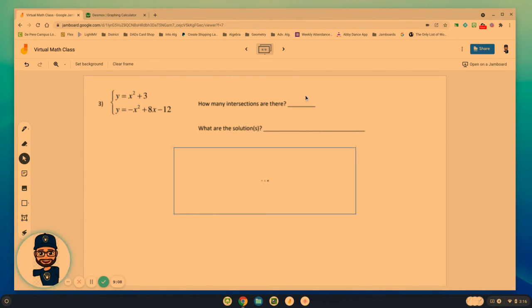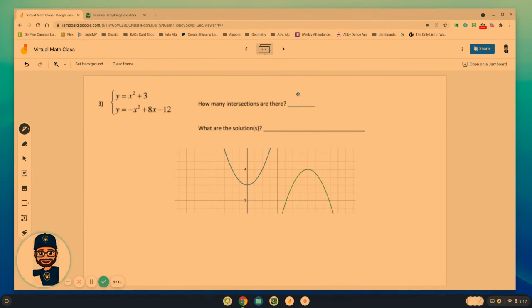All right, how many intersections? None, 0. So what are the solutions if we don't have any intersections? No solutions. Now this could happen with 2 parabolas, like this example. So it could happen with 2 parabolas. It could also happen with a parabola and a line. As we saw earlier, it could also happen with 2 lines. All right. So for today, we're focusing on using Desmos to help us solve these and figure out how many intersection points and what does that tell us about the solutions.